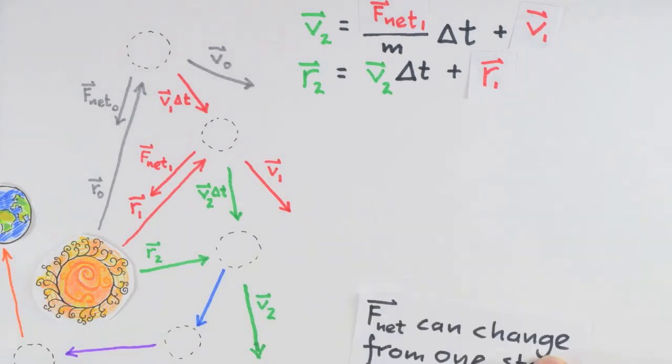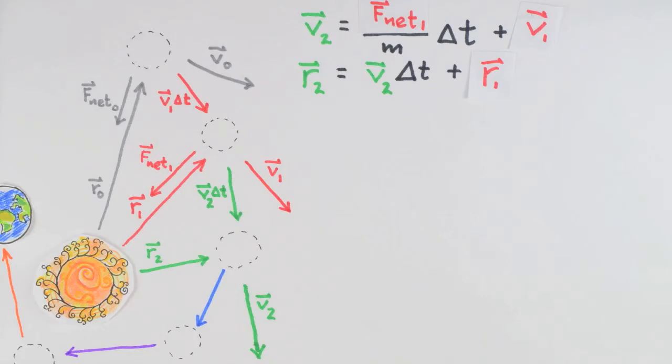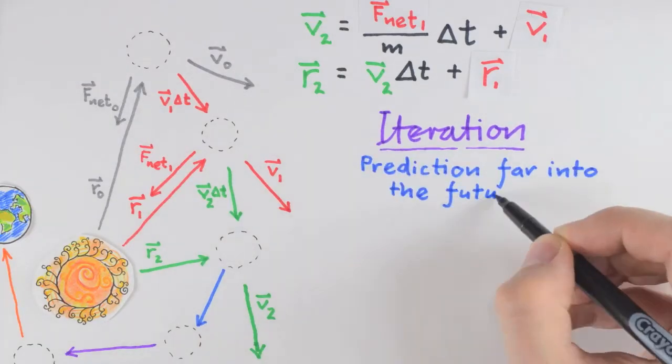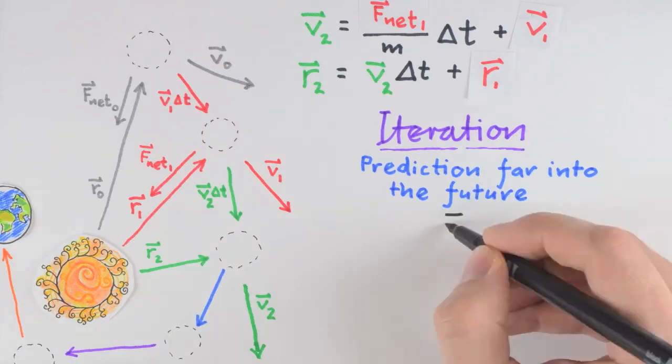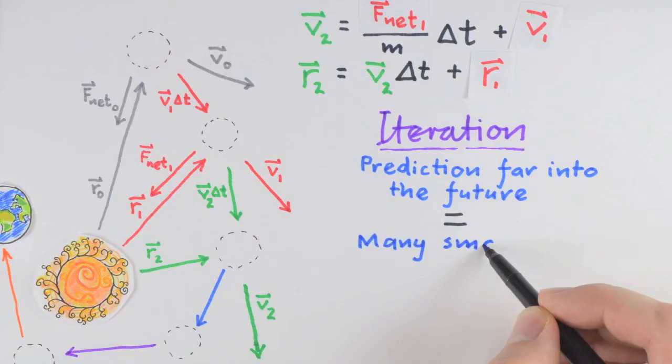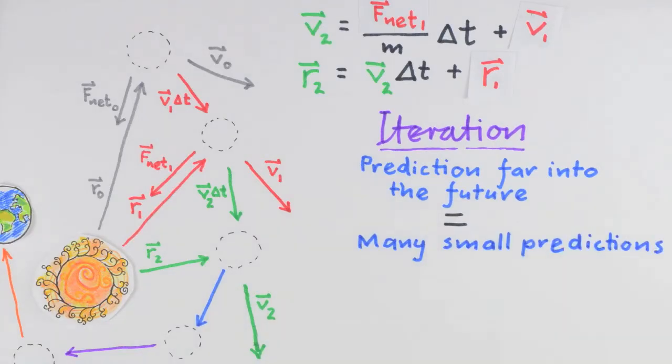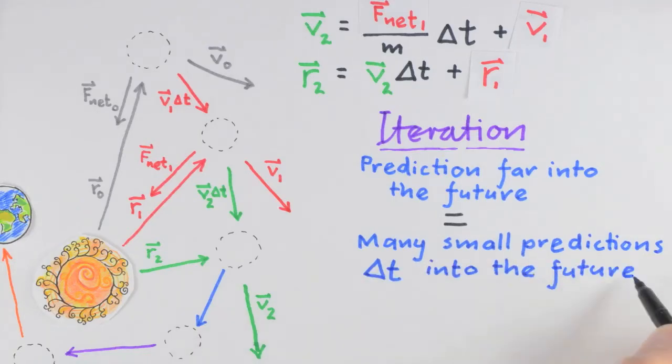We call this repeated application of Newton's second law, iteration of Newton's second law. And so, this is how we can think of predicting the motion for a long time into the future, not as something we do in one fell swoop, but as the accumulation of a large number of small predictions, where each prediction is made for only a small time interval delta t into the future. This procedure is some very powerful motion prediction magic.